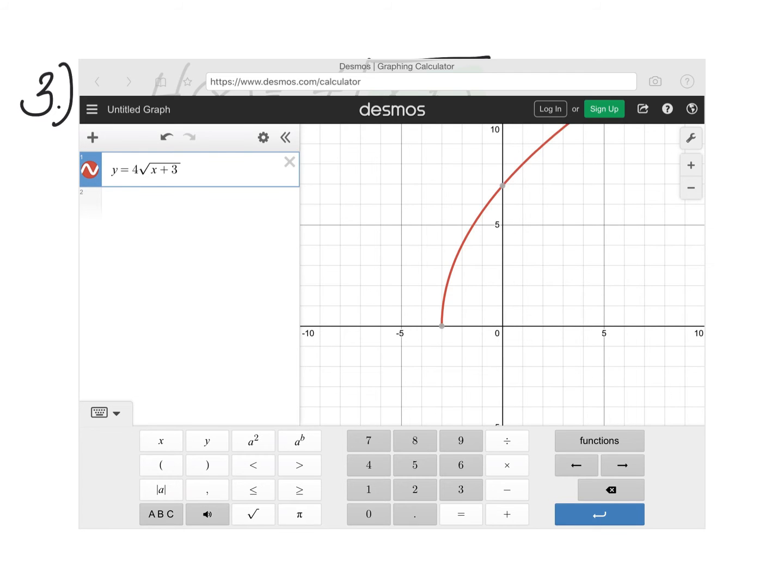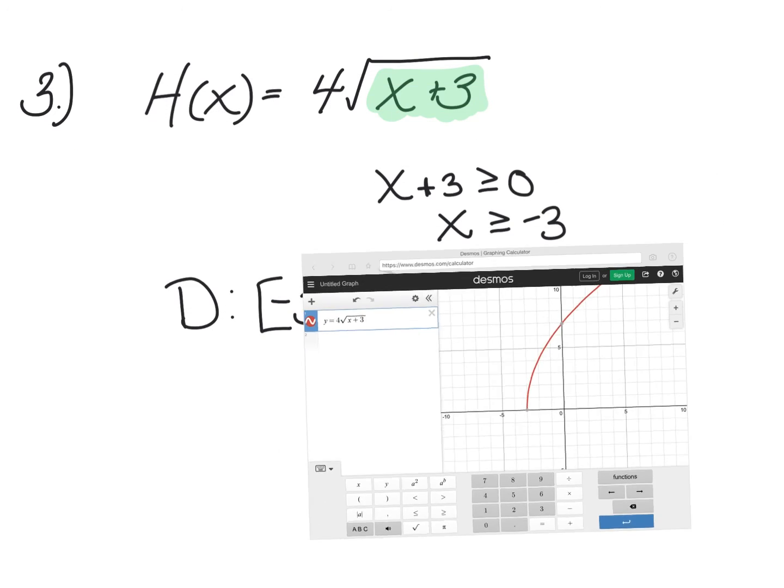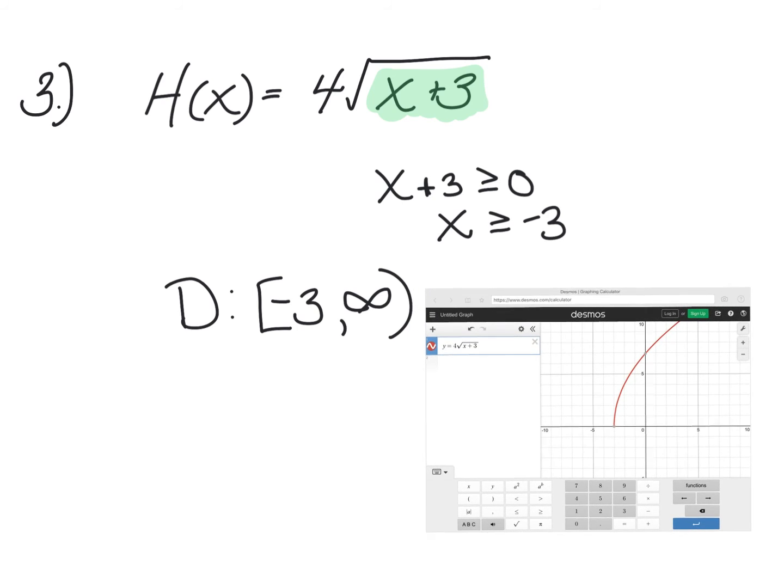Again, I am graphing my function for you to see the range. So the range is going to start at 0 and go to positive infinity again.